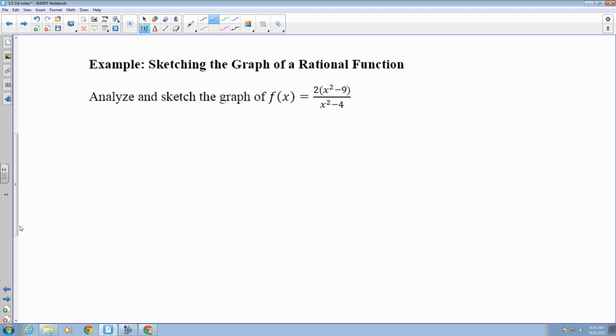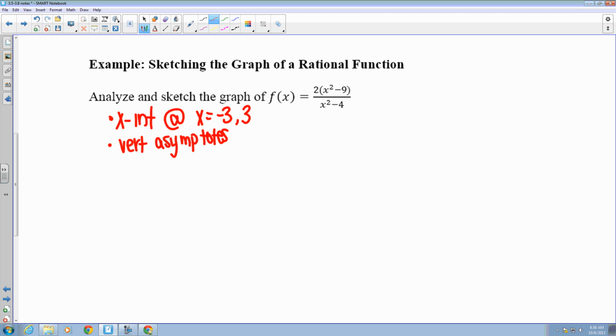We can do concave up, concave down as well. So the first things we need to identify are the intercepts. So we're just going to do the x-intercepts of this function. That's when we set the top equal to 0, and that occurs at x is -3 and +3. And then we need to identify asymptotes. So let's do vertical asymptotes first, which is when the bottom is equal to 0.